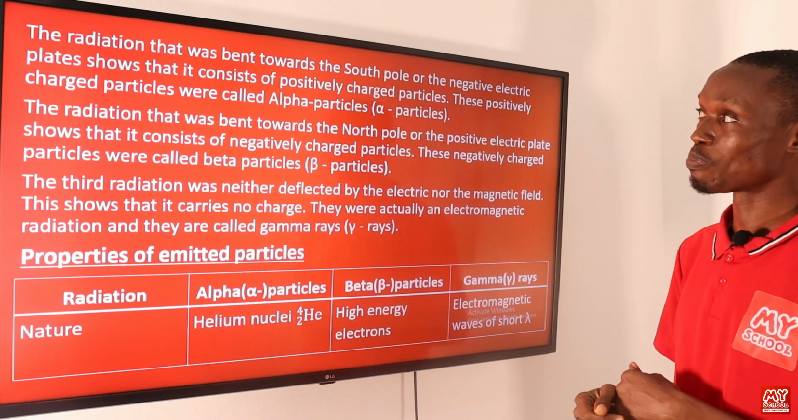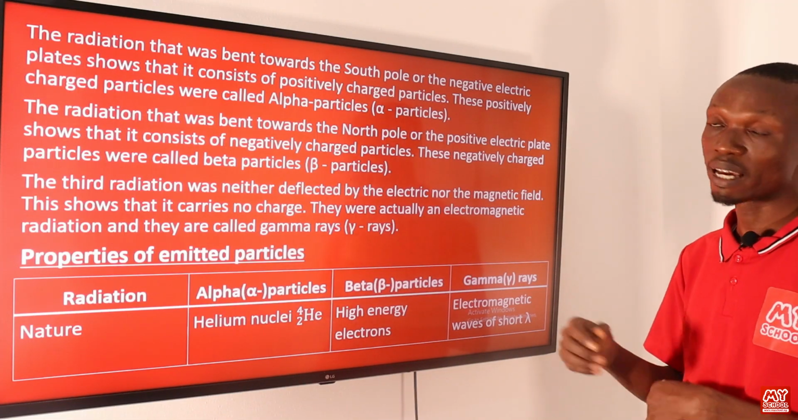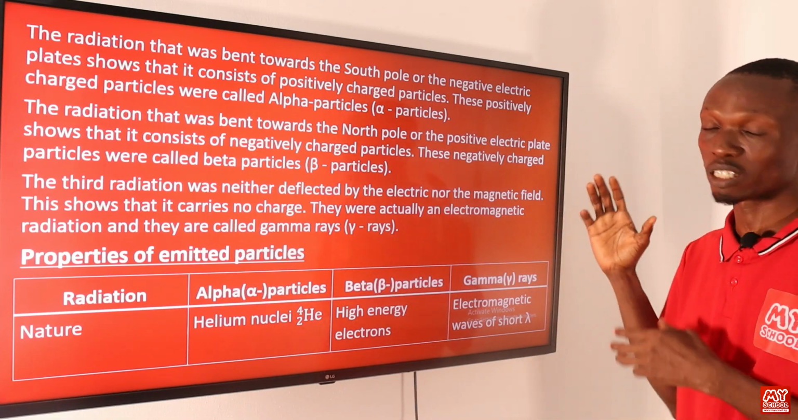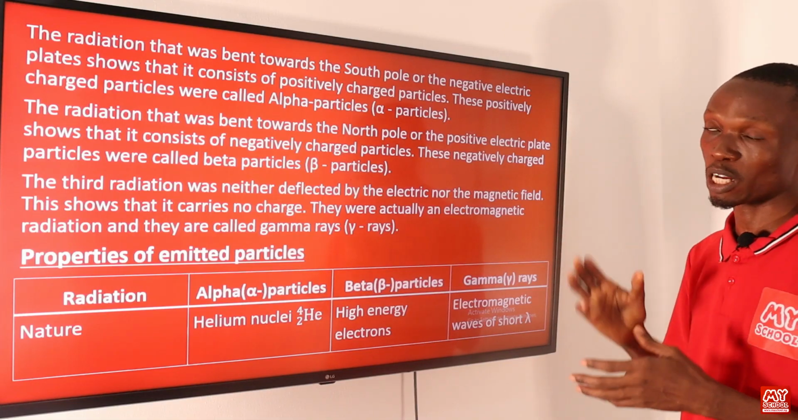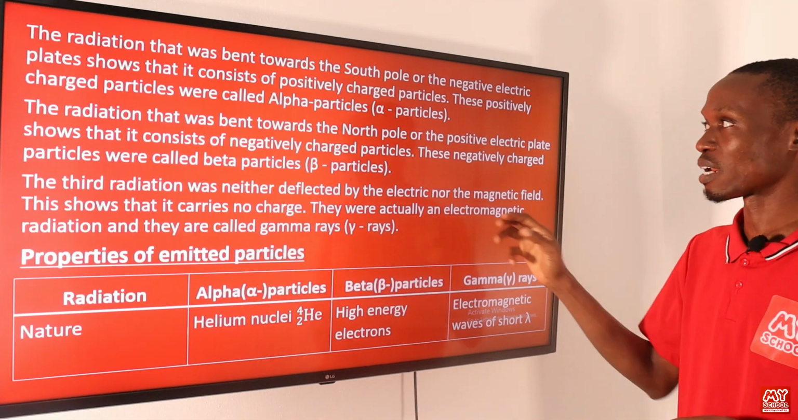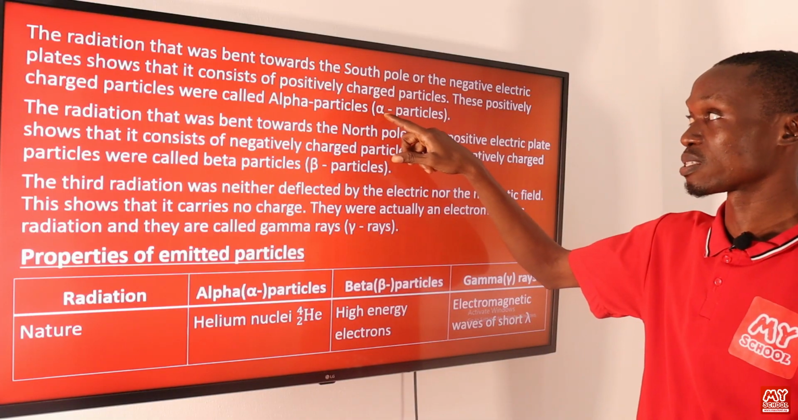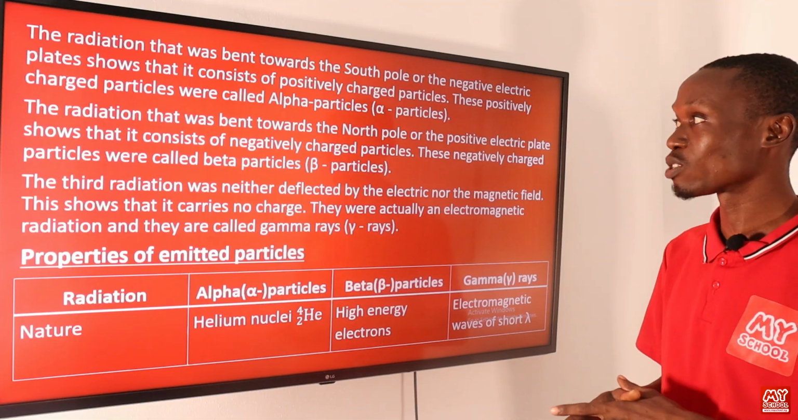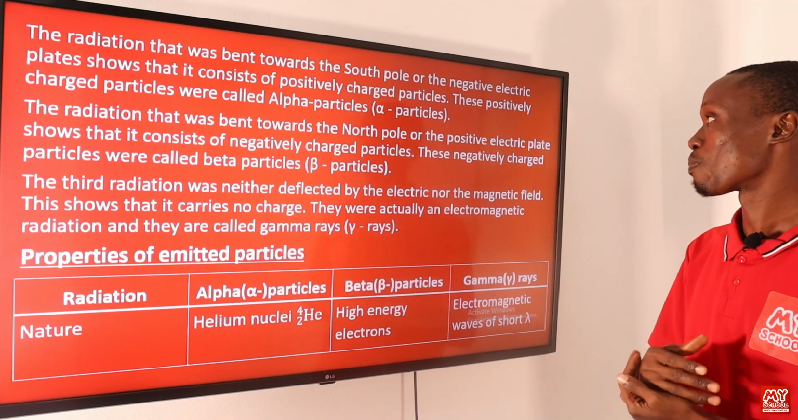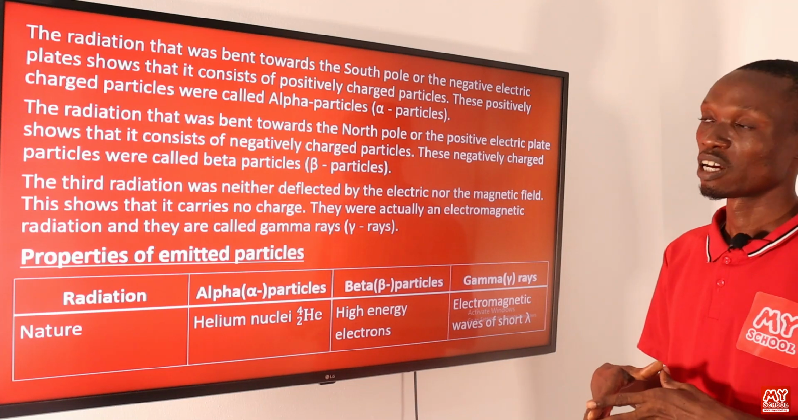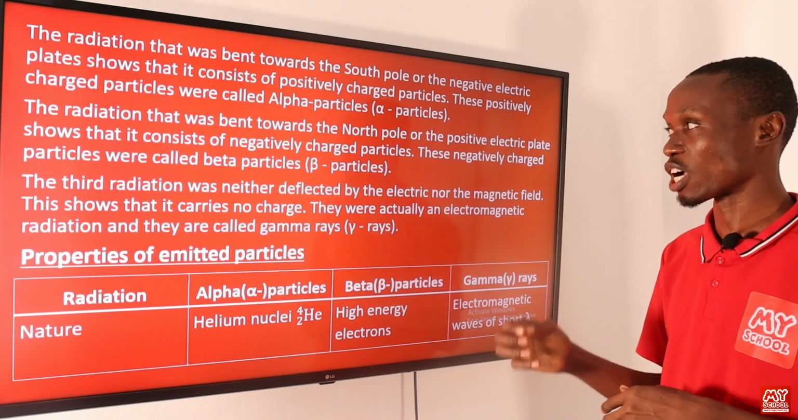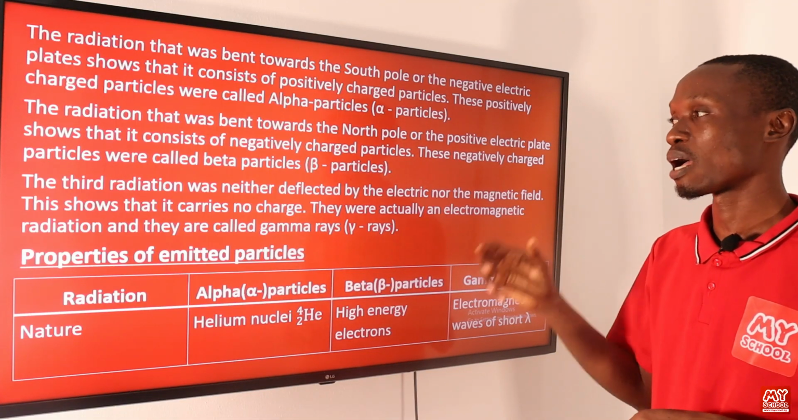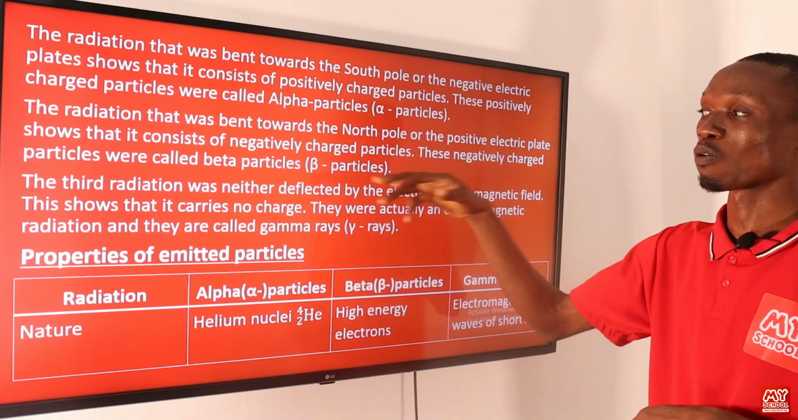The radiation that was bent towards the south pole or the negative electric plate shows that it consists of positively charged particles. And these positively charged particles were called alpha particles, and alpha particles are represented with this symbol. While the radiation that was bent towards the north pole or the positive electric plate shows that it consists of negatively charged particles. These negatively charged particles were called beta particles. So this is the symbol of the beta.